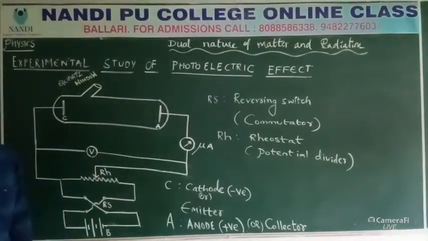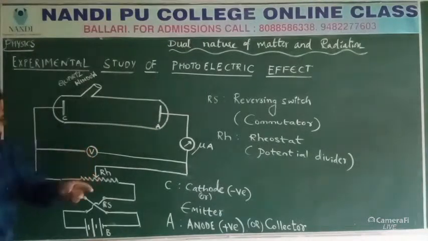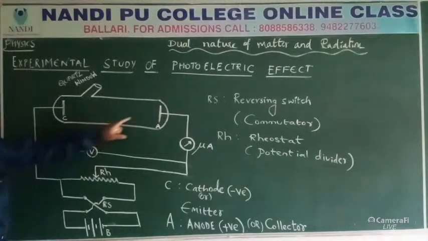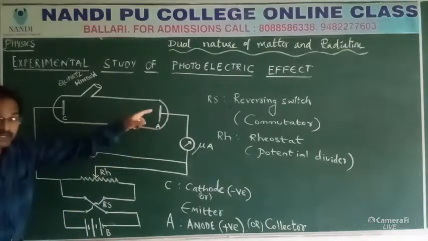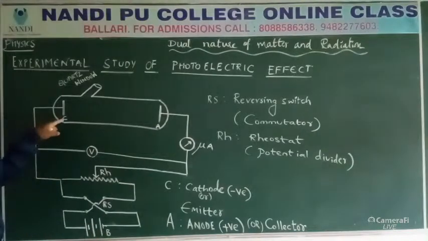Quartz window. And the two ends are provided with two electrodes, cathode and anode. This is cathode, this is anode. Cathode is maintained at negative potential, anode is maintained at positive potential with respect to cathode.